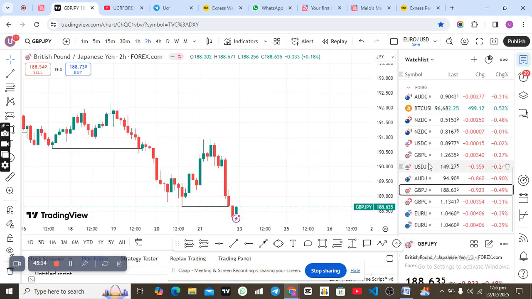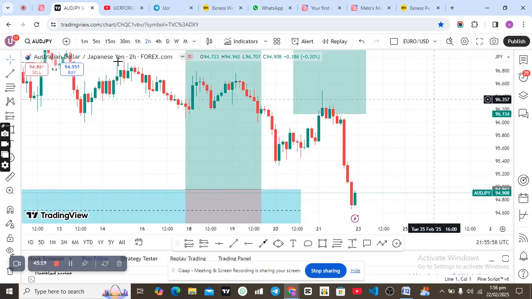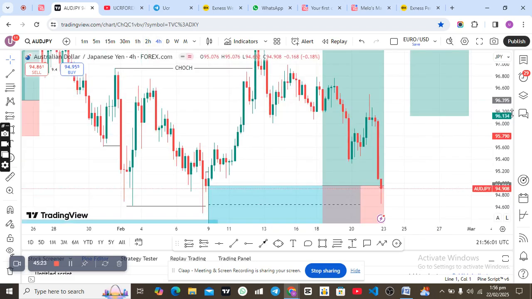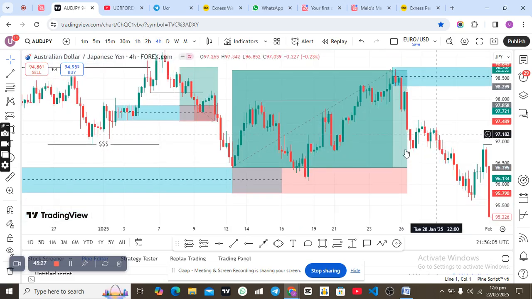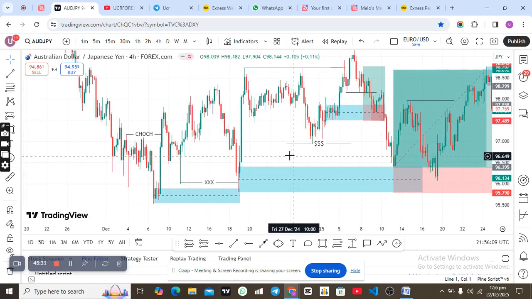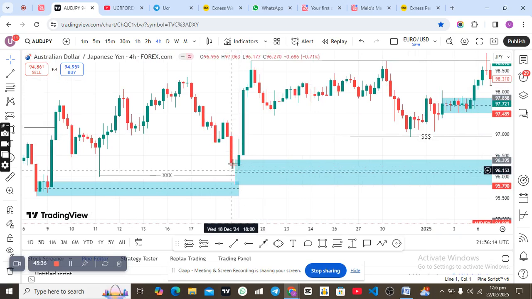Let's use all JPY. So this is all JPY. I want to use this particular setup here. Look at this candle. Can you see that candle? This is a pin bar, right? Those that trade candlesticks understand this is a pin bar.